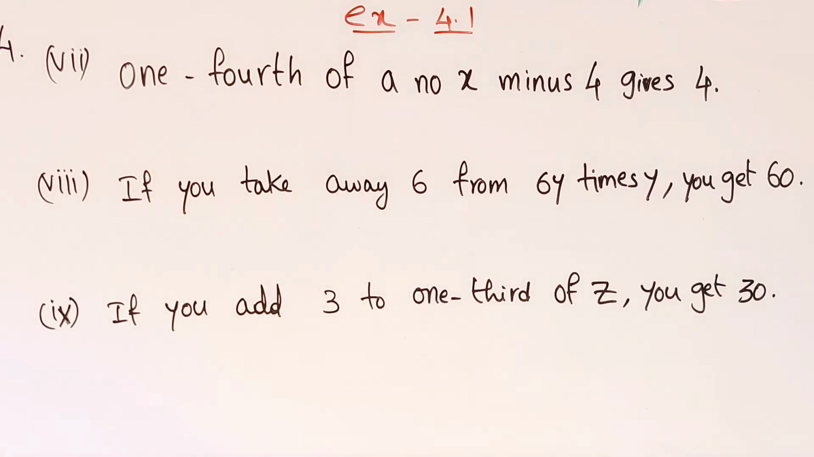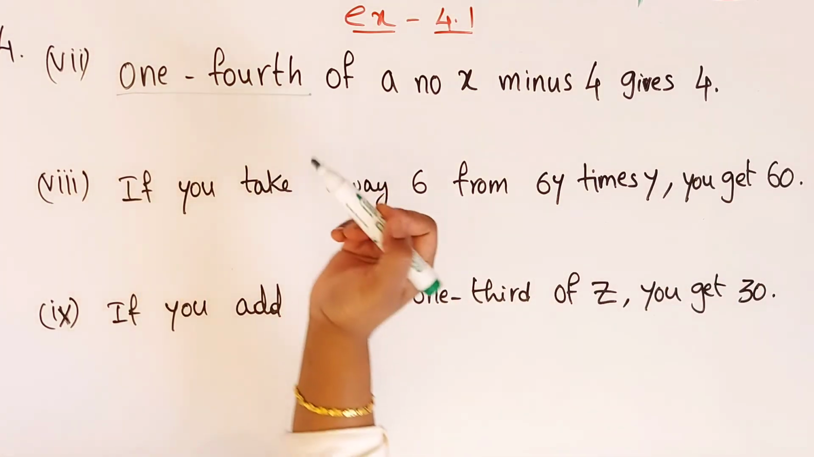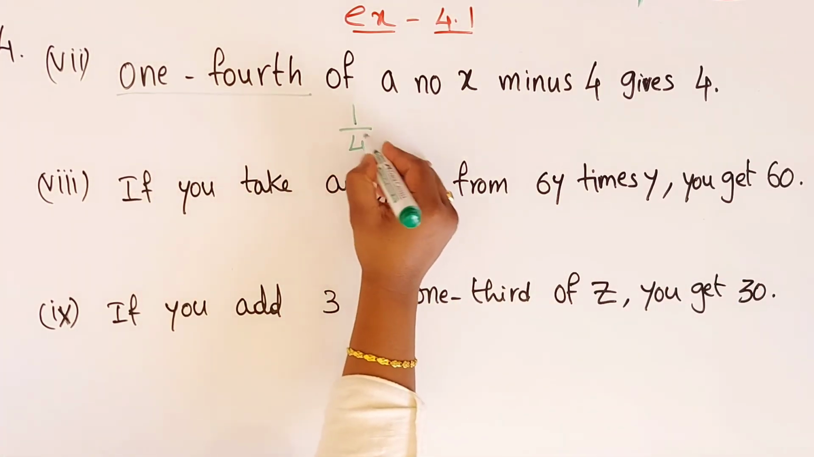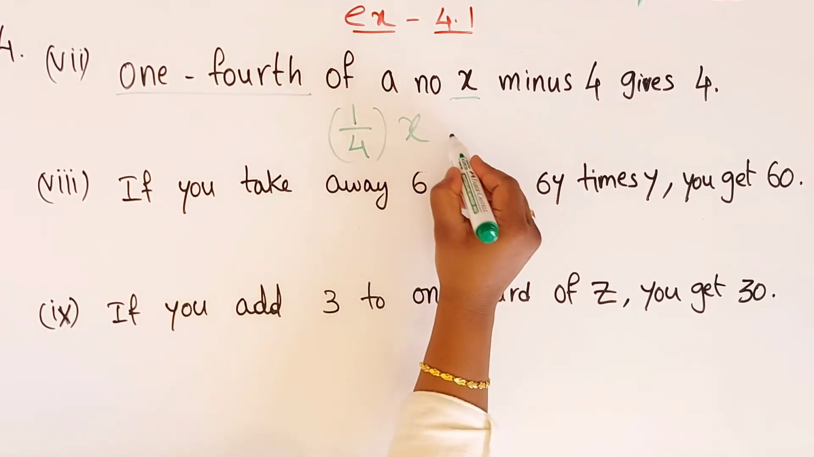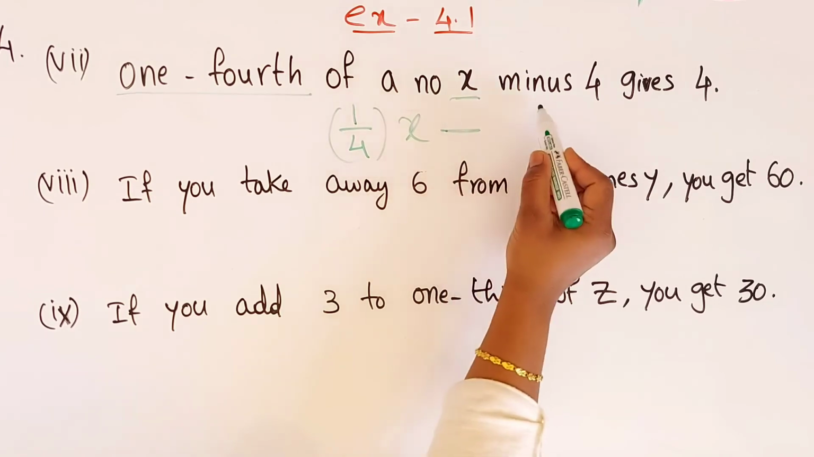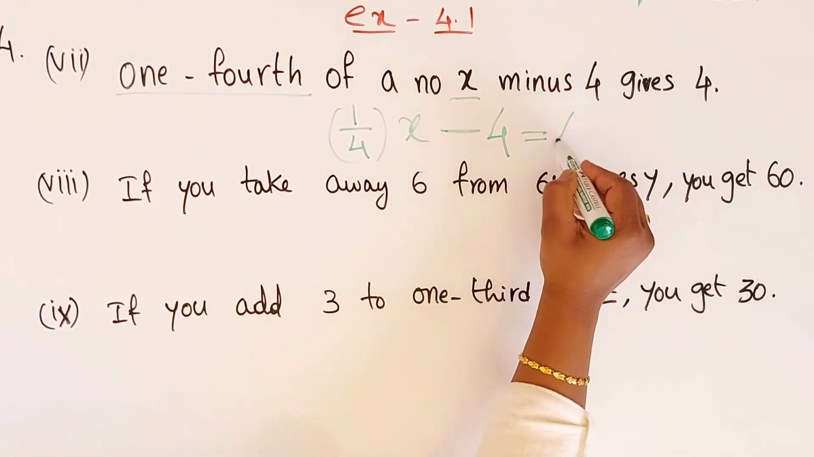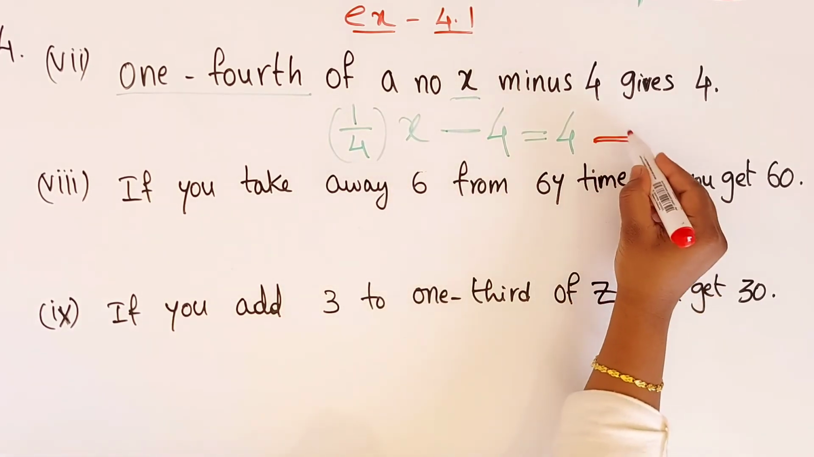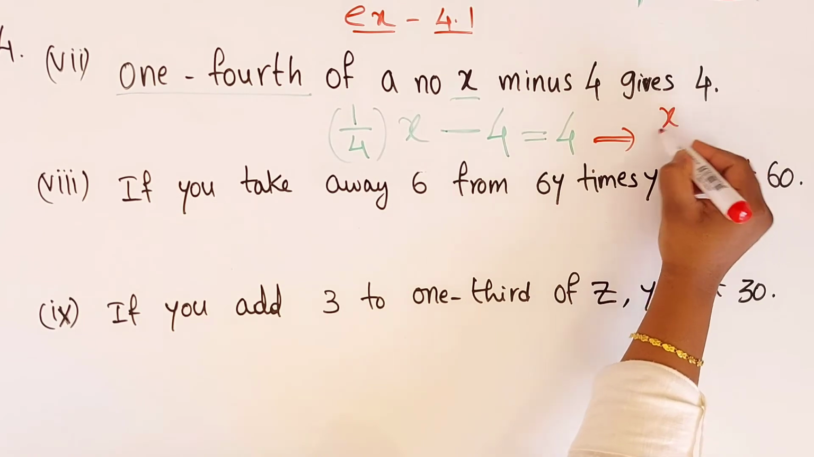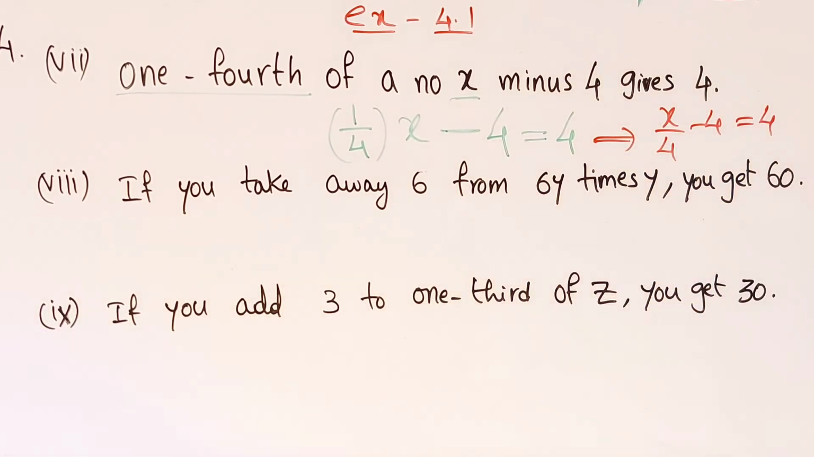Seventh one, 1/4 of number x minus 4 gives 4, children. 1/4, that means 1 by 4 of x, of number x. 1 by 4 of x minus 4 gives 4, that equals 4, children. Or else you can write x by 4, same thing I am writing here, x by 4 minus 4 equal to 4. This is the equation, children.